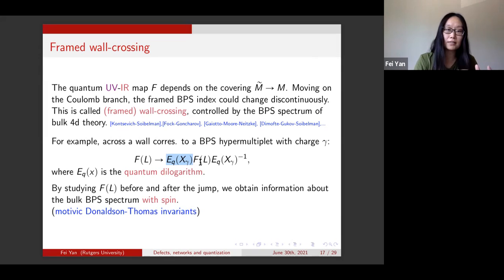Let me just comment that the first thing is that your quantum UV-IR map has to produce the correct wall crossing behavior. On the other hand, you could study the framed BPS indices before and after the jump and use that to extract information about the bulk BPS spectrum with spin. That goes under the name motivic Donaldson-Thomas invariants in the math literature.